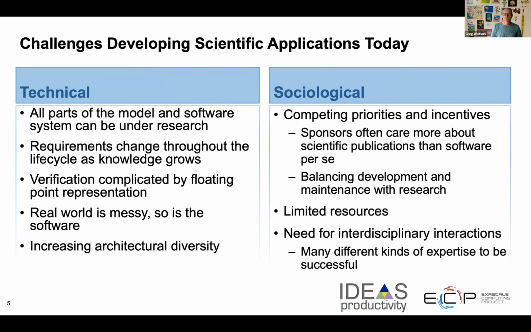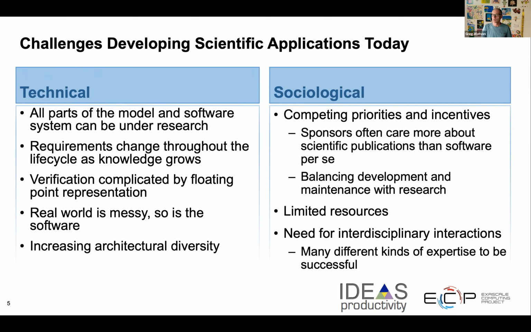There's some issues with verification and the accuracy of the results, so it can be difficult to verify those results because of representations of numbers. Real world issues are messy things, so typically the software can end up being messy as well. And then there's challenges with the diversity of the hardware that is being used, and different neuromorphic computing and all sorts of things. So there's a lot of technical challenge that developers of scientific applications are facing.